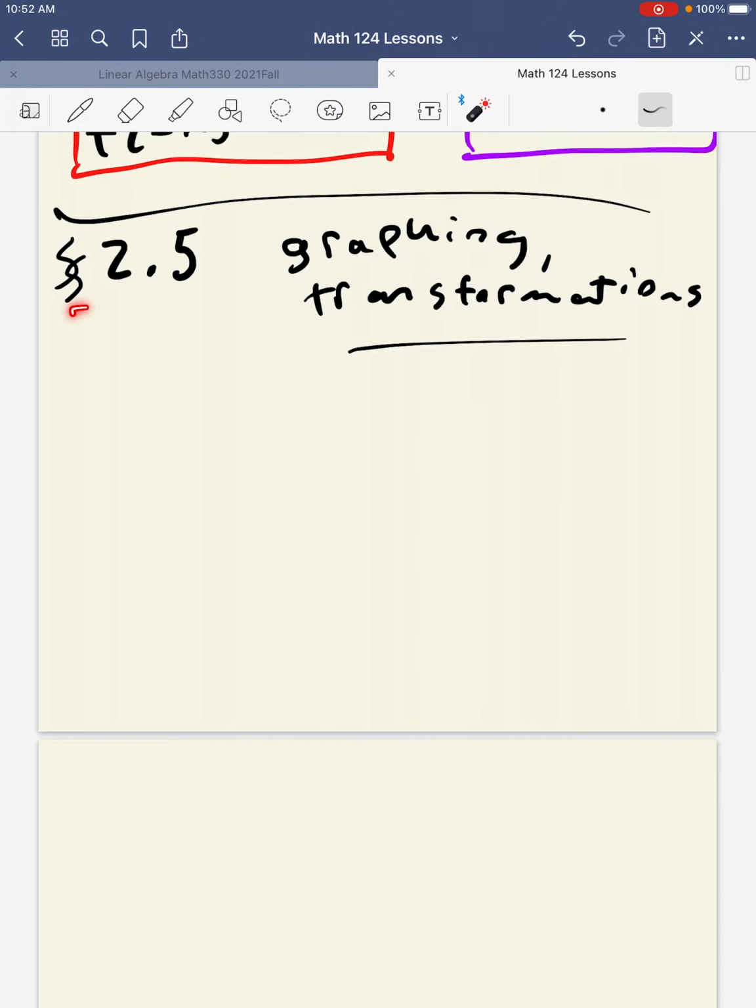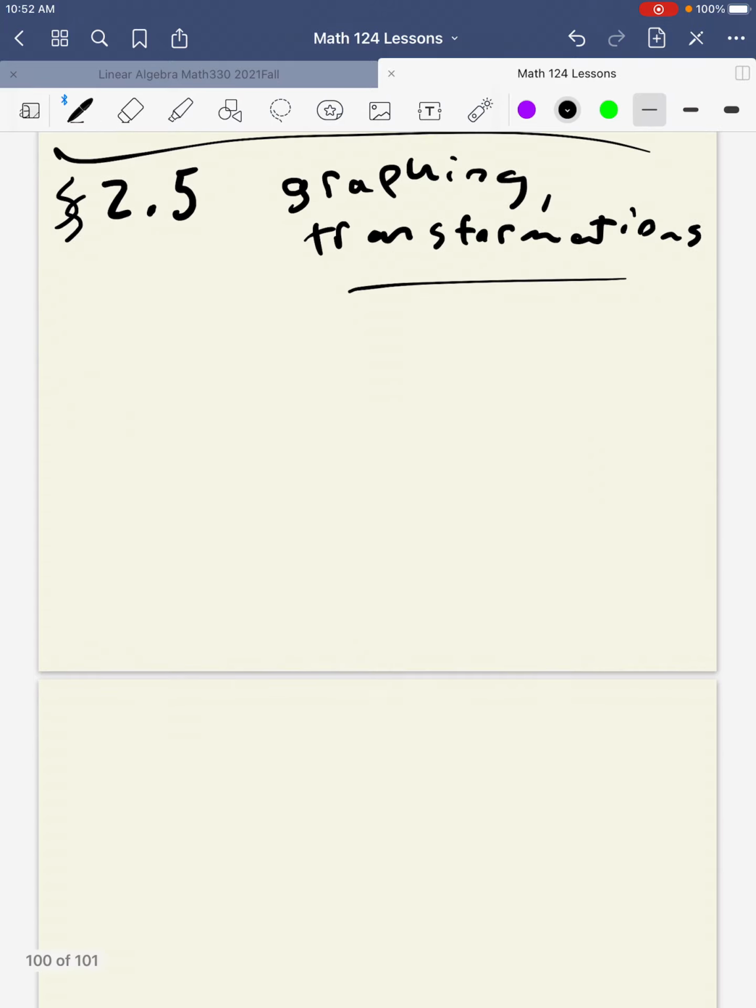Hello, this is 2.5. The topic is how to transform basic graphs. To begin this section, I am just going to tell you what a few basic graphs look like, and we will have to commit these graphs to memory. The first graph we should know is y equals the square root of x. The following graph starts at the point 0, 0 and has a shape like that.